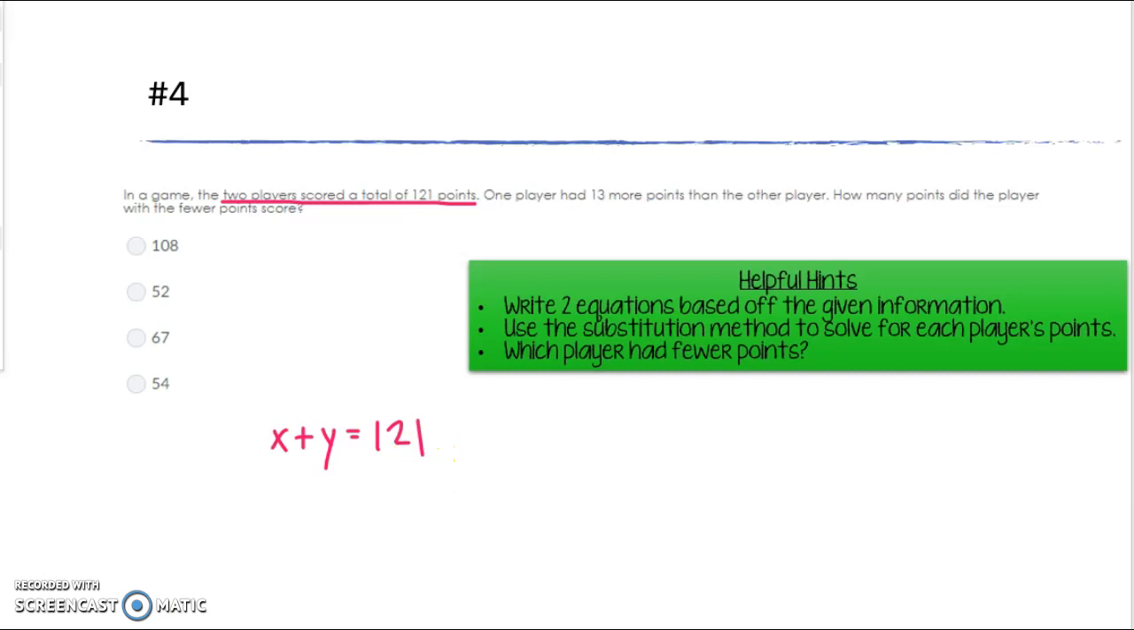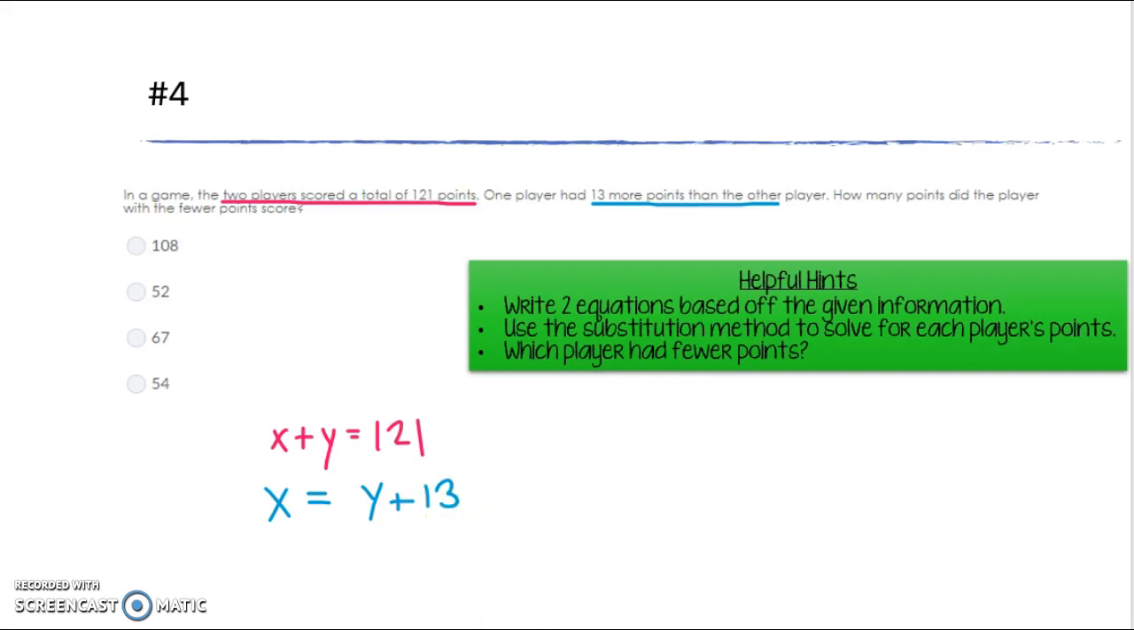And then the next sentence gives us more information. It says that one player had 13 more points than the other player. It doesn't matter which one I say is which. I'm just going to say that player X, the points for player X, was equal to 13 more points than what player Y had.